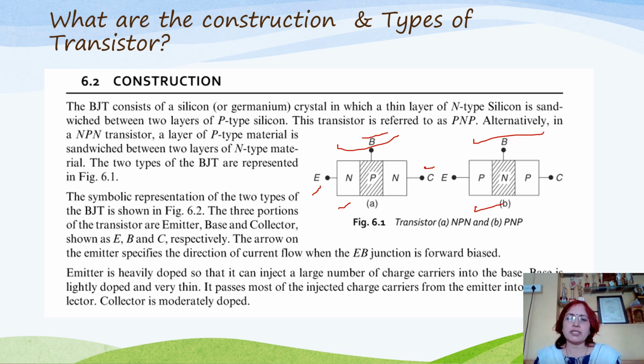The emitter portion, this leftmost, you can see in this diagram, emitter part of the transistor is heavily doped, the base part is lightly doped and collector is moderately doped. The emitter is heavily doped so that it can inject a large number of charge carriers into the base region. The base is lightly doped and very thin. It passes most of the injected charge carriers from the emitter into the collector region and collector is moderately doped.